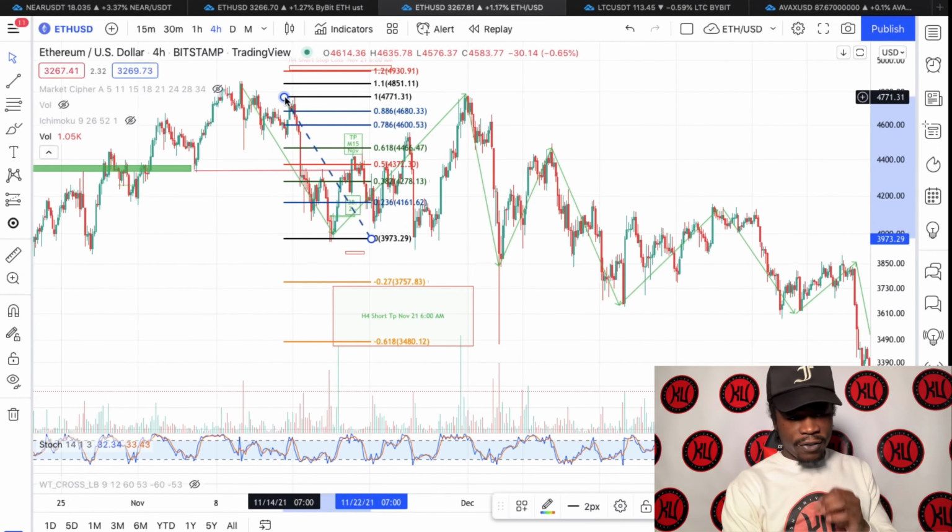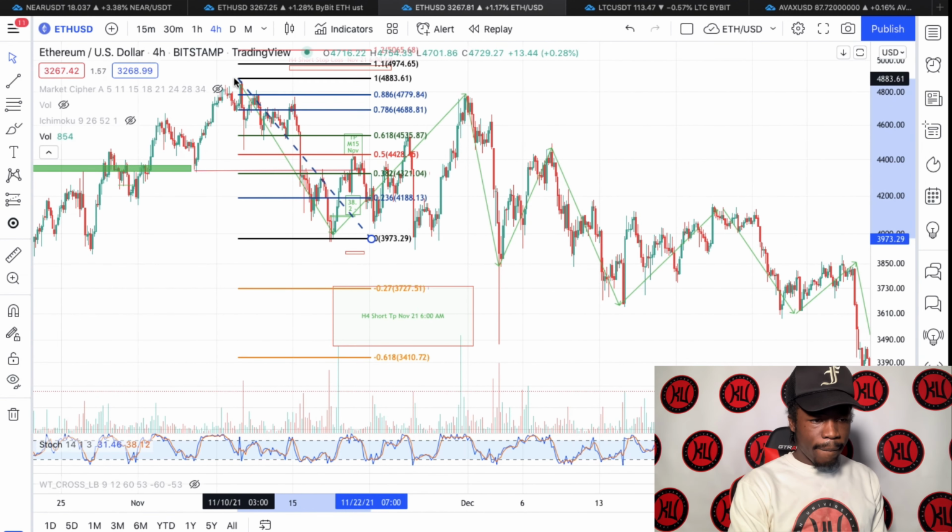Right now we're looking at Ethereum. And remember, when you're drawing your Fibonacci retracement tool, the only time you pull it out, let's say price was on an uptrend, and you see price break structure and go down and start to retrace, that's when you pull your Fibonacci retracement tool out. Let me make it simpler. When you see price start to go down and then you see it start to come back up, you pull your Fibonacci retracement tool.